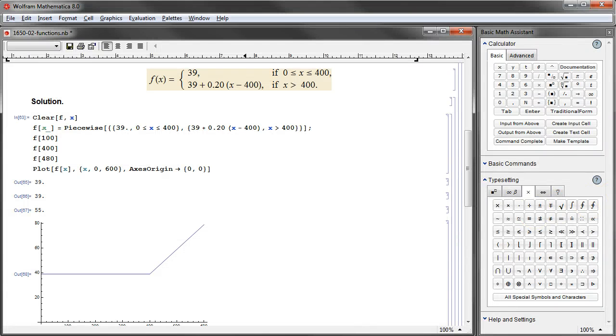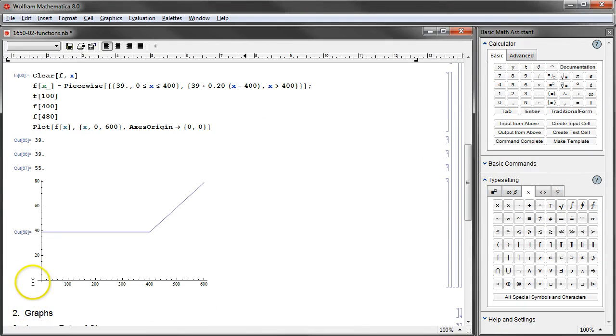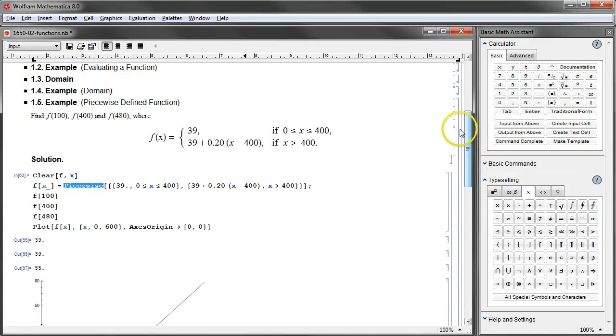If you use high-flying software like Mathematica, then you can do something like this: a piecewise defined function with this Piecewise bracket command, but it's a little bit difficult to use.